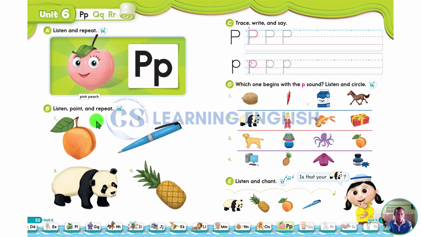Page 52. B. Listen, point, and repeat. 1. Peach. 2. Pen. 3. Panda. 4. Pineapple.